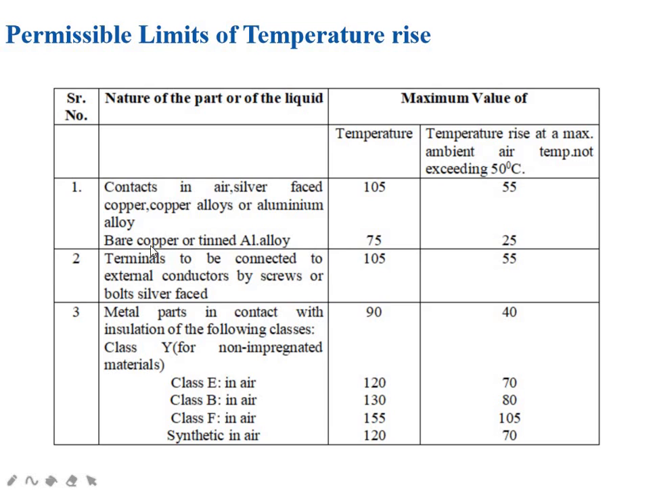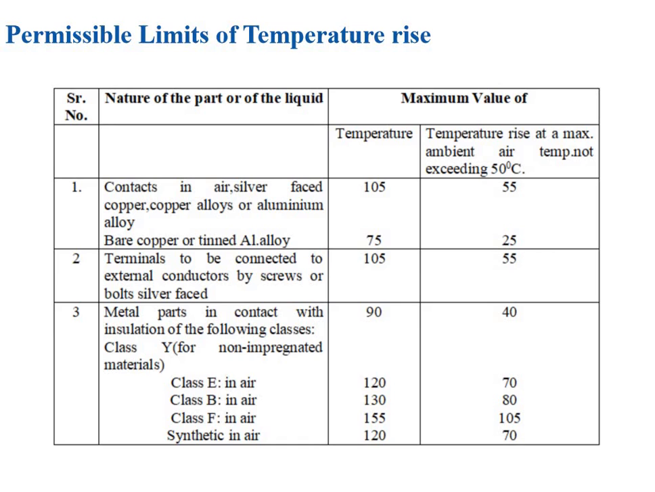If the contacts are bare copper or tin aluminum alloy, then the temperature is 75 degrees, so the temperature rise is only 25 degrees centigrade here. For terminals to be connected to external conductors by screws or bolts, silver faced, again the temperature is 105, so a 55 degree centigrade rise is allowable.